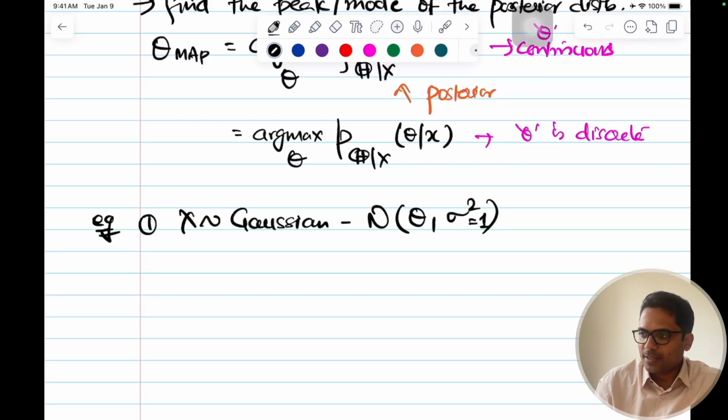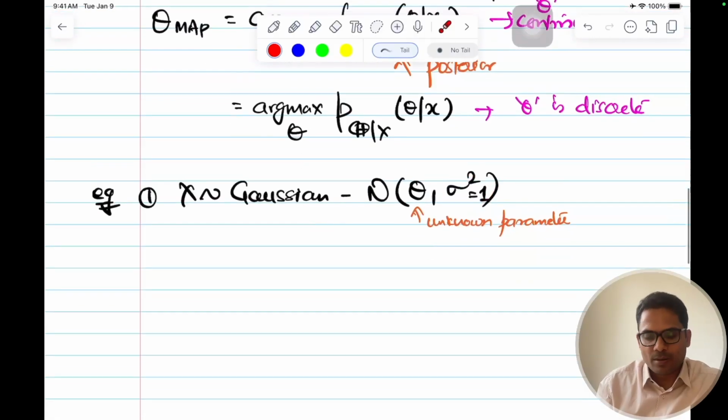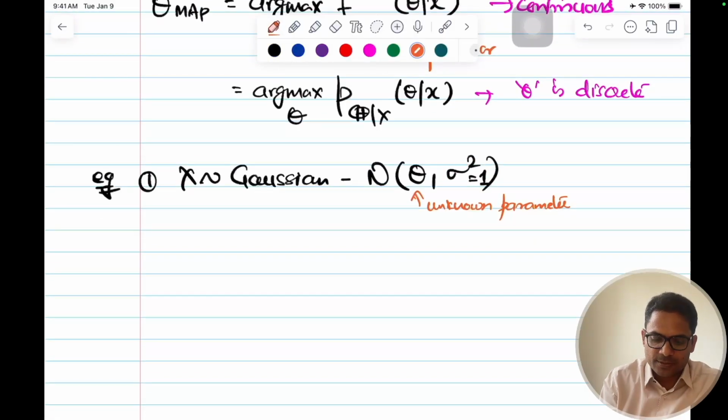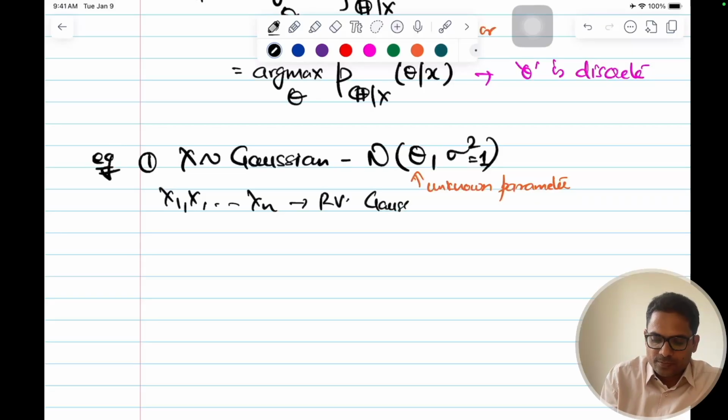And we want to estimate this. This is the unknown parameter. So we know that the data is coming from a Gaussian, but we don't know the mean. This is the mean of the Gaussian. But we know the variance. Variance is 1. To make the problem simple, we will estimate only one parameter. So let's assume that this is the underlying distribution of the data, and that x1, x2, similarly xn are Gaussian random variables.